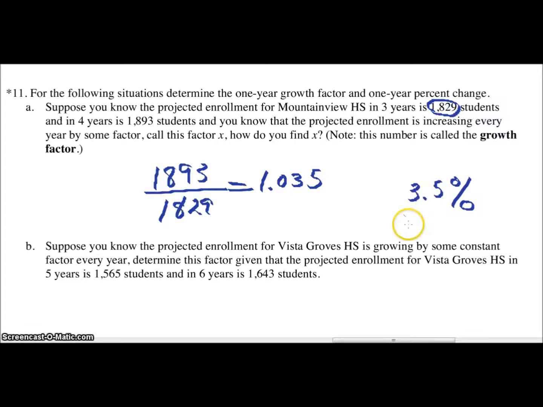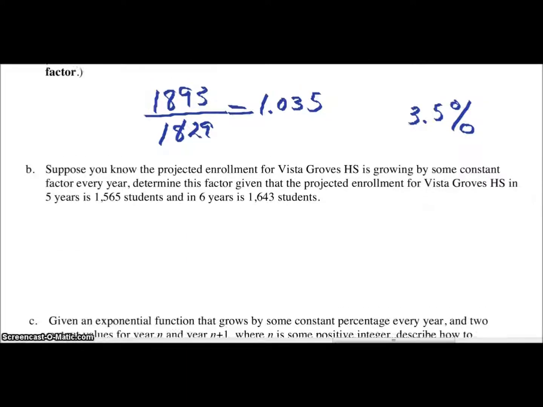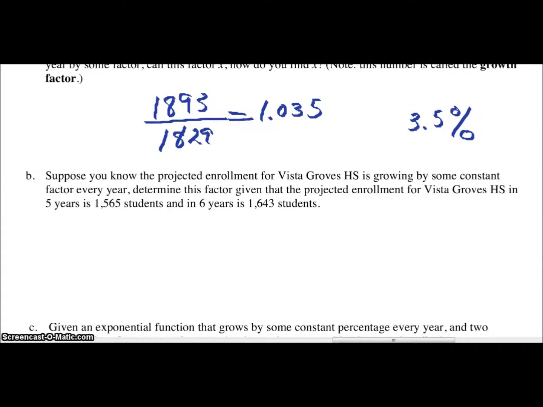Part B. Suppose you know the projected enrollment for Vista Groves High School is growing by some constant factor every year. Determine this factor given that the projected enrollment for Vista Groves High School in 5 years is 1,565 students and in 6 years is 1,643 students.